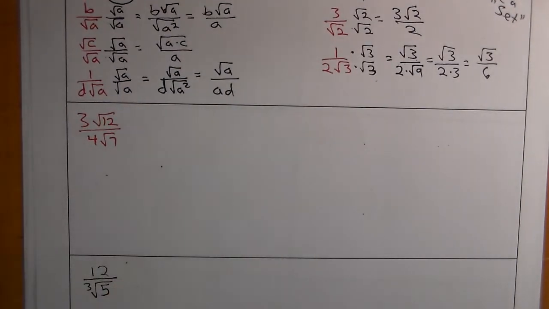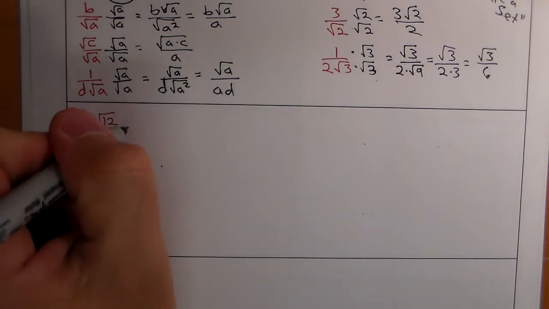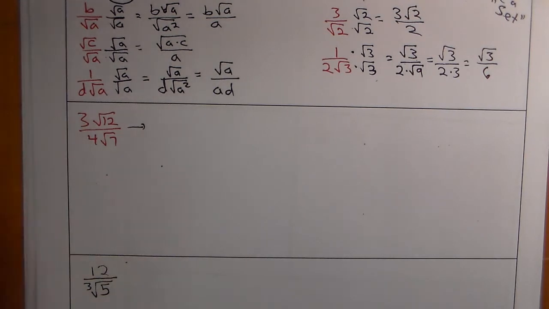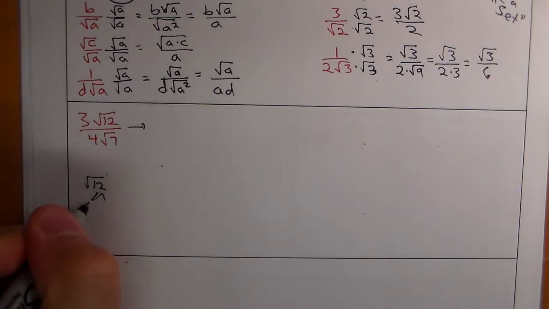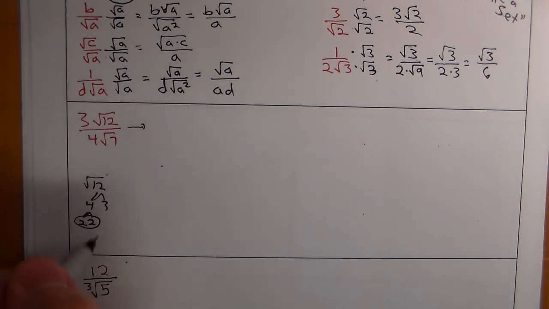So now we come down to we have 3 root 12 over 4 root 7. We don't automatically have to look at rationalizing first, because really the bigger picture we're still doing is we're still simplifying terms and simplifying radicals. And where I would look first is the square root of 12. The square root of 12 is 4 times 3, which gives you a set of 2's. So this becomes 2 root 3.